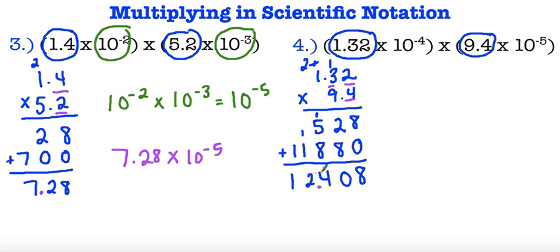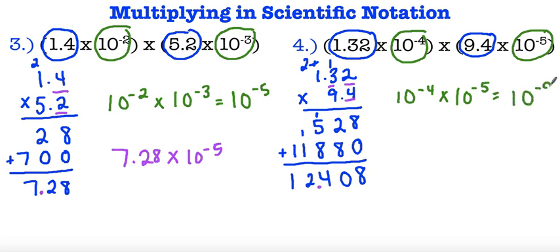And we could already see based on this, the number before the decimal is not between 1 and 9. So we're going to have to end up changing it at the very end. So here I have 10 to the power of negative 4 and 10 to the power of negative 5. And if I multiply them together, I add the exponents. And here we end up with 12 and 408 thousandths times 10 to the power of negative 9.